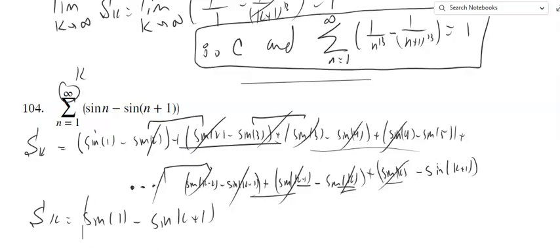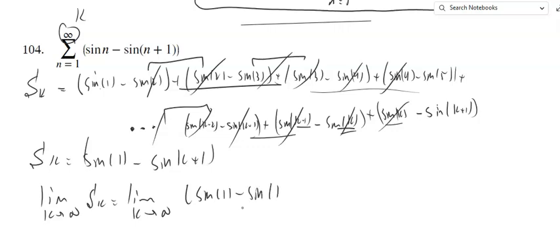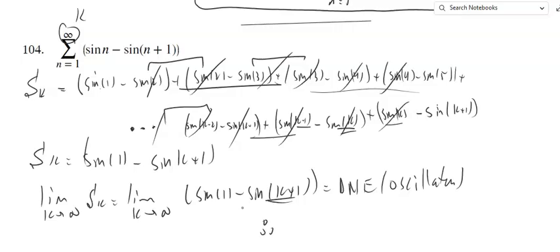And remember, we're going to treat that like a sequence. So we take the limit as k approaches infinity of S sub k. That is the limit as k approaches infinity of the sine of 1 minus the sine of k plus 1. But we know this has an issue. This does not exist because of oscillation. Therefore, this sum diverges. And that's pretty much it for this section.